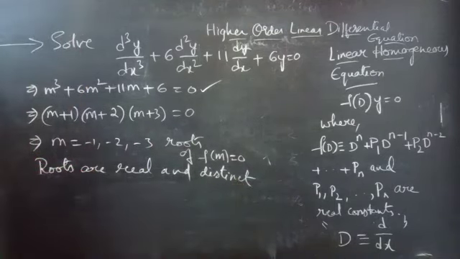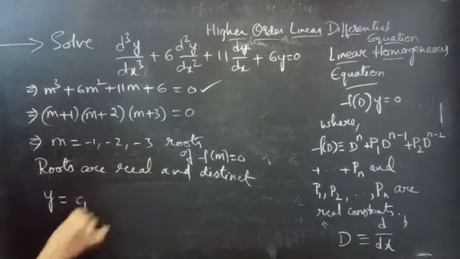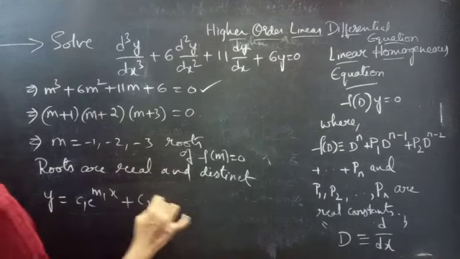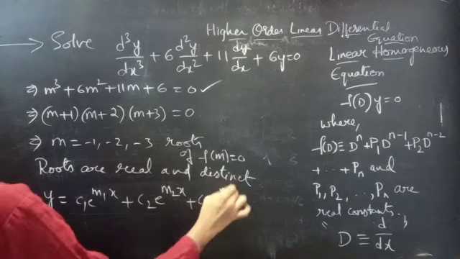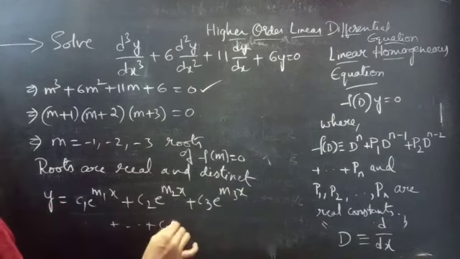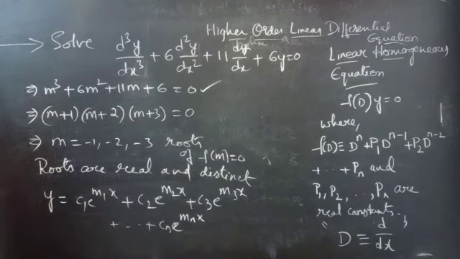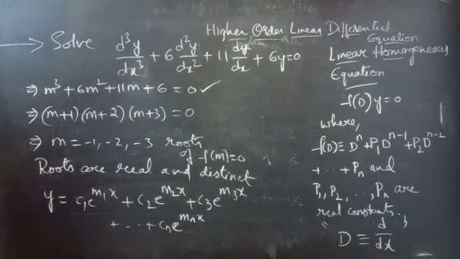Fine. When the roots are real and distinct, our formula will be y equals c1 e power m1 x plus c2 e power m2 x plus so on, plus cn e power mn x. So how many roots do we have? 1, 2, 3. So we need the first 3 terms. Okay.